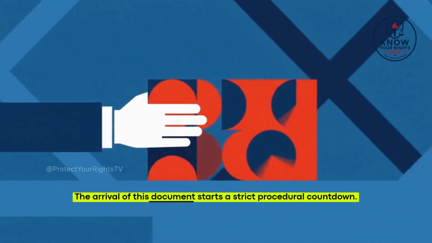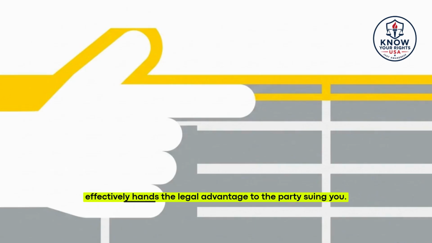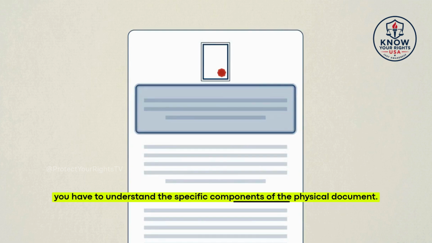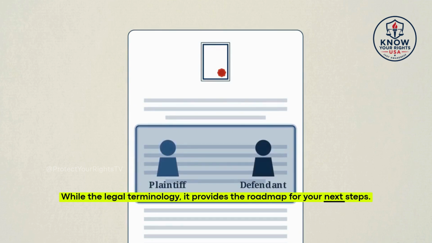The arrival of this document starts a strict procedural countdown. Choosing to ignore it is a high-stakes gamble that effectively hands the legal advantage to the party suing you. To stop the clock, you have to understand the specific components of the physical document. While the legal terminology is dense, it provides the roadmap for your next steps.